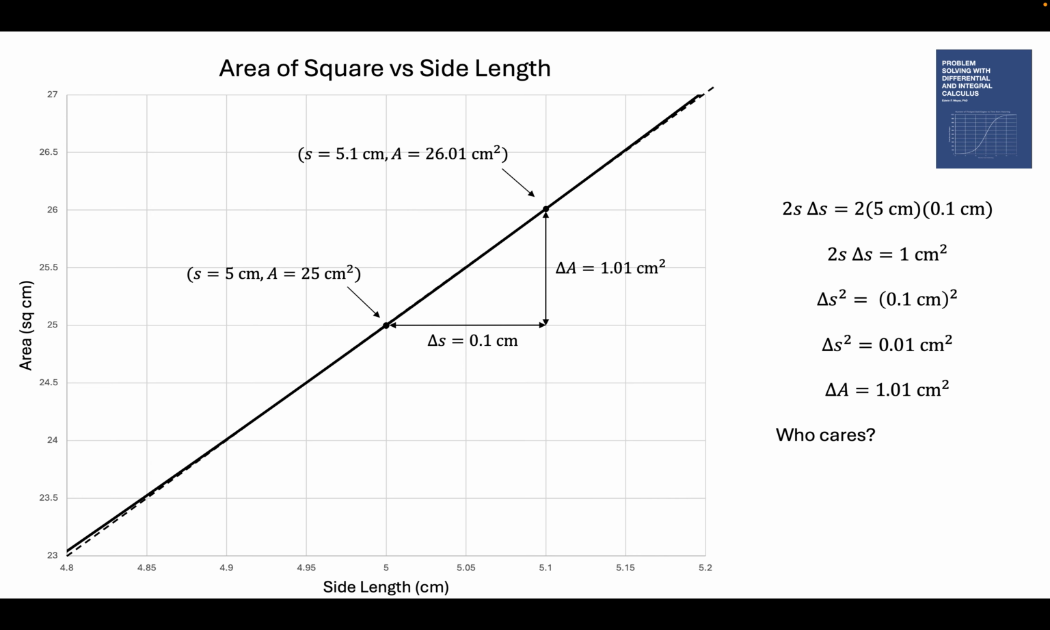And you can imagine that if we zoom in even more, the nonlinear contribution is going to get really small. So who cares about the contributions? Well, the smaller the relative side length change, the smaller the nonlinear contribution, and we can ignore it. We can throw it out completely when it gets really small. And you'll see more of that in chapter 2.